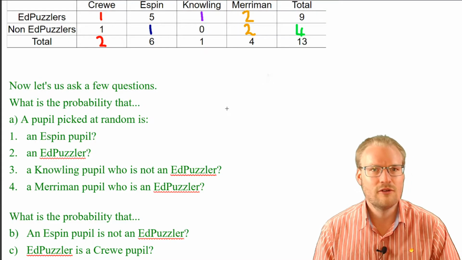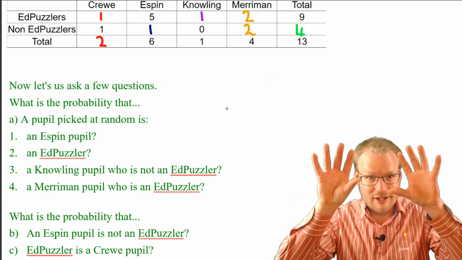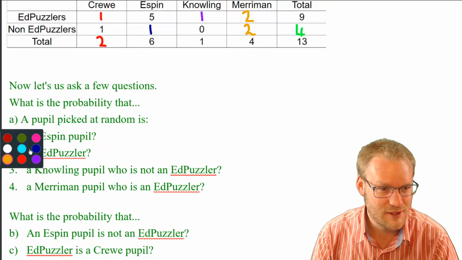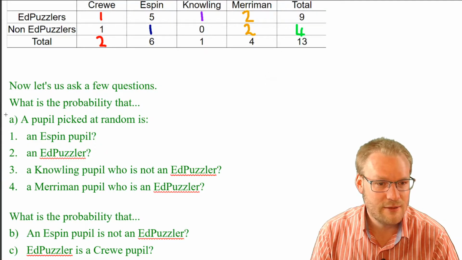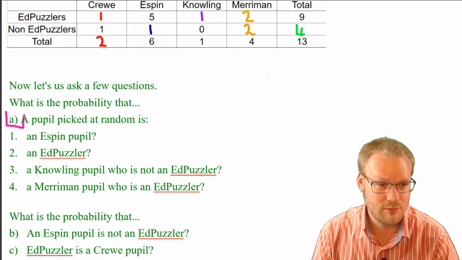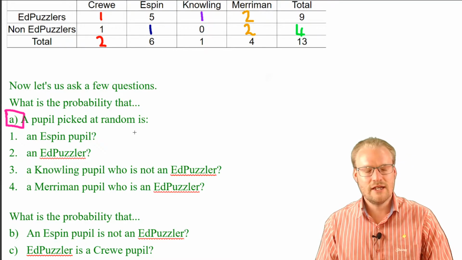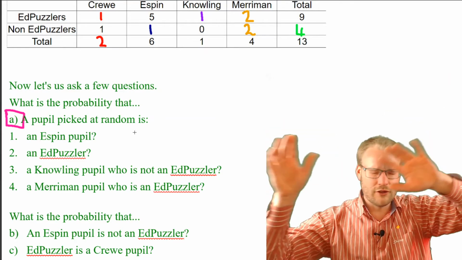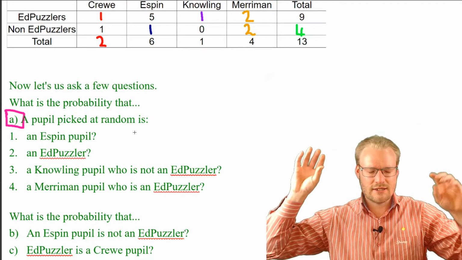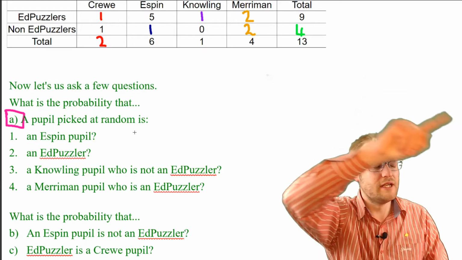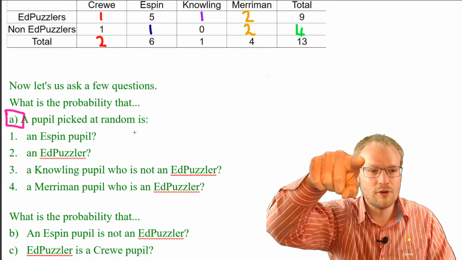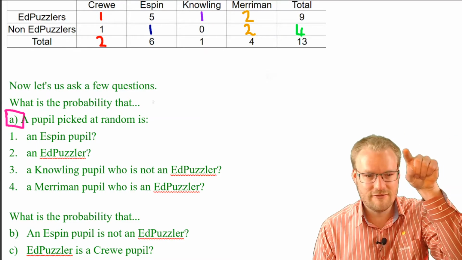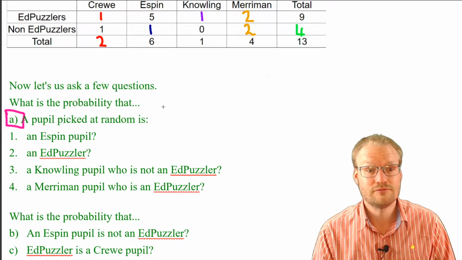Okay, so we're going to pick pupils. I've walked into the room, so there's some subtleties here. If we've got a pupil picked at random, that's what part A asks. Imagine I walked into the class and you've all moved around and shuffled yourselves up, and I say, I'm just going to pick somebody. What's the probability that out of that I've picked an Espen pupil?